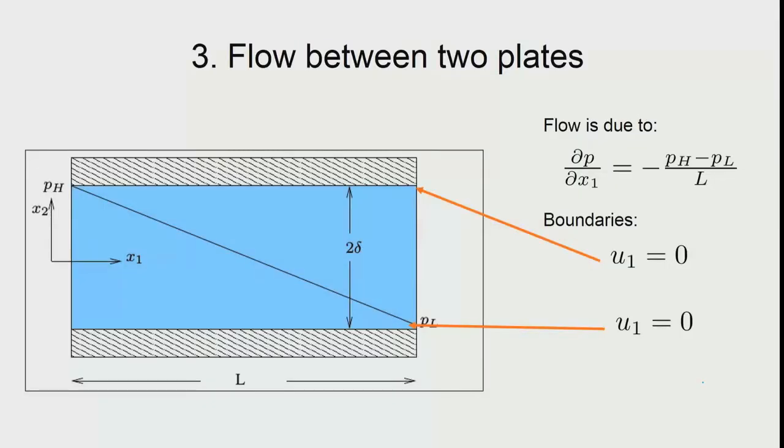So, here we have two plates, and the two plates are stationary, and the liquid is flowing mainly because of the pressure gradient. Here is the pressure gradient that is given. Ph is the high pressure that is applied at this end, and PL is the low pressure present at the other end over the length L. So, (Ph minus PL) by L is basically the gradient in the pressure.